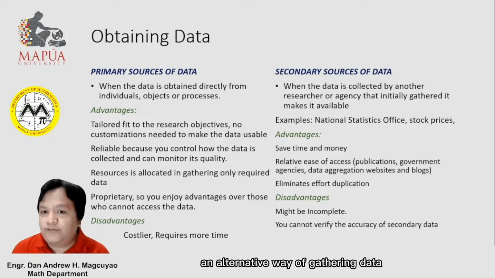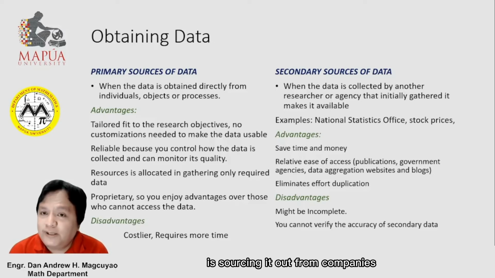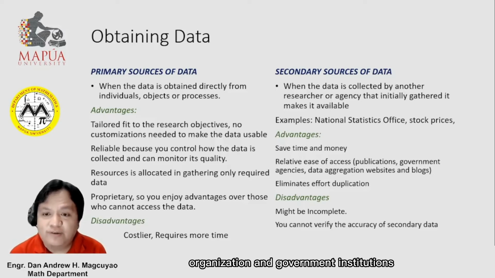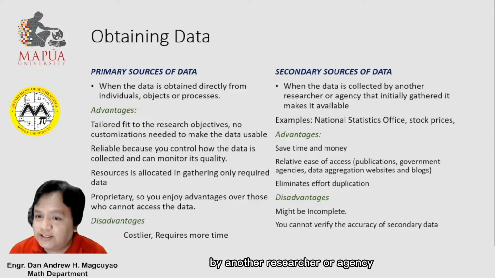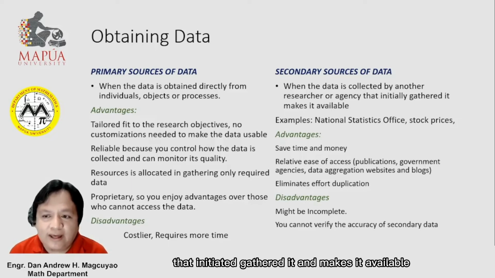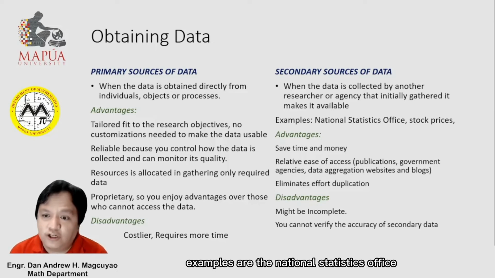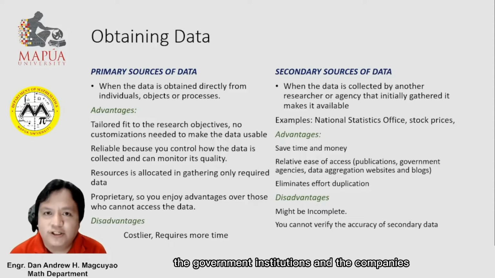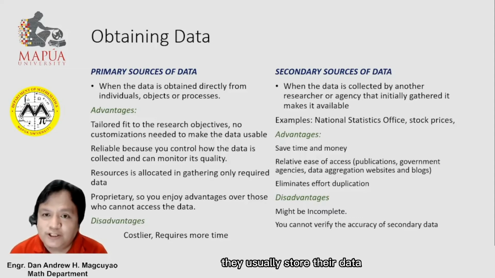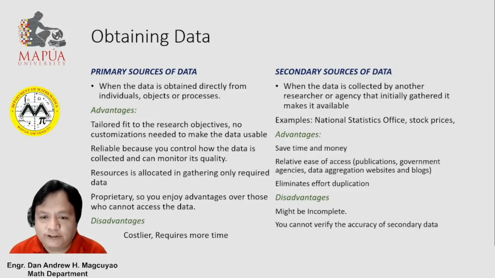An alternative way of gathering data is sourcing it out from companies, organizations, and government institutions. So this is done when data is collected by another researcher or agency that initiated, gathered it, and makes it available. Examples are the National Statistics Office, the stock prices, the government institutions, and the companies. They usually store the data that they have gathered over the years.